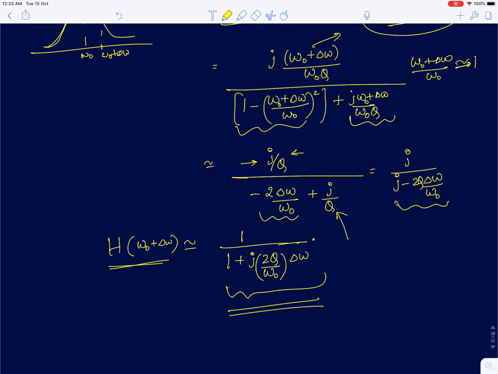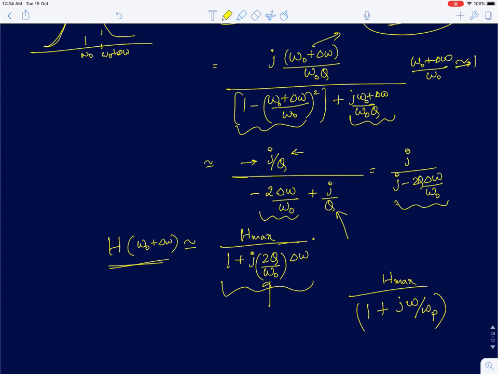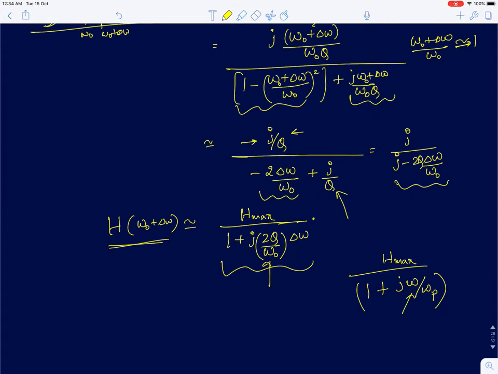Now this function actually reminds us of something. If you look at this function, it's actually a simple first order low pass filter, right? The first order low pass filter transfer function, where the gain is H max here. So I'll assume a first order low pass filter with a DC gain of H max. So this can be written as, with delta omega being the frequency away from omega naught, I'm just going to write it as omega, with a single pole of omega p. So this reminds us of the transfer function of a first order low pass filter, which we have already discussed extensively in the previous lectures.